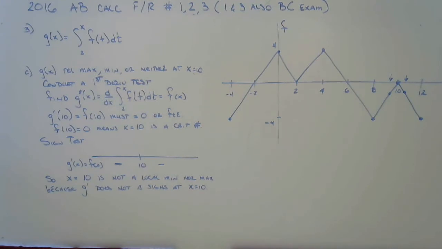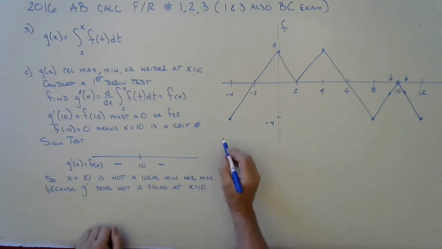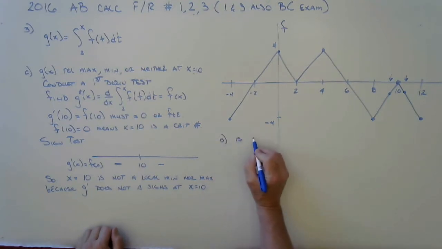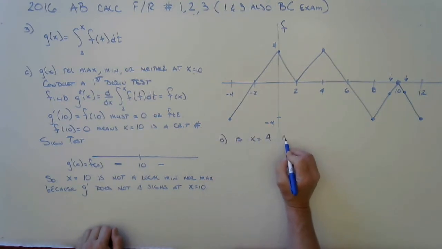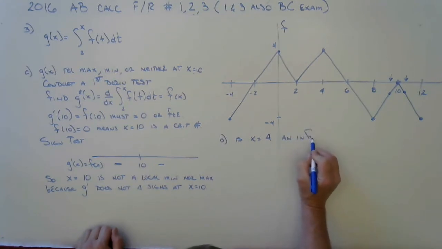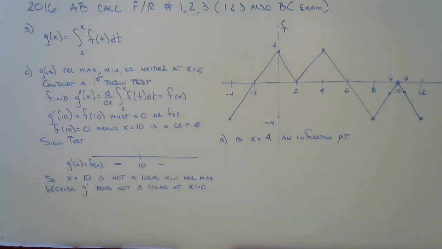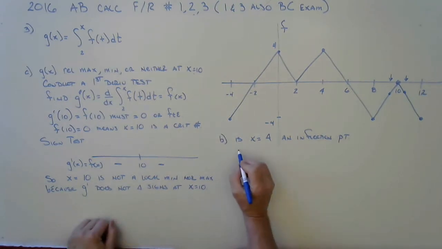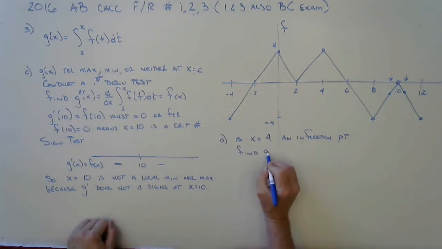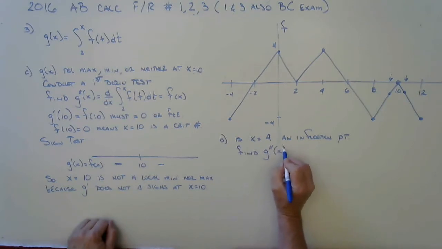Part B, does the graph of g have a point of inflection at x equals 4? So here we go. They're going to continue this journey for us, and they're going to ask us about inflection points. Is x equals 4 an inflection point? Now, how do we do that? Well, we know how to find an inflection point. We look at the second derivative, right? So, does g have an inflection point? So I need the second derivative of g. So I have to find g double prime.